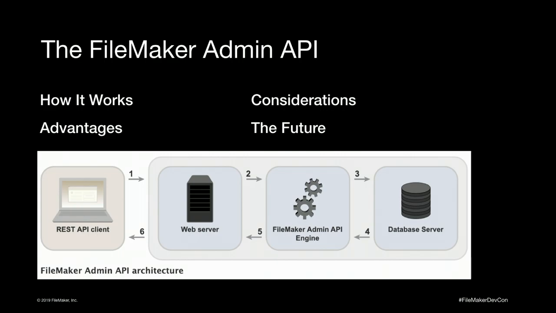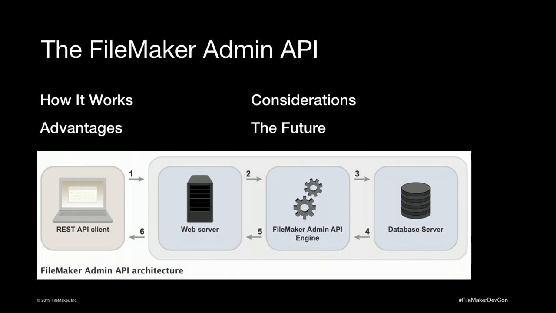So when the database server is done running that action, that flow reverses. The database server passes the result back up to the admin API layer. That passes the result back up to the web server. And the web server handles the HTTP response back to the REST API client. So it's one continuous cycle. And it's the same for all of the calls using the admin API. So as long as you can set up one call successfully, chances are you'll be able to set up all of the REST API calls successfully.